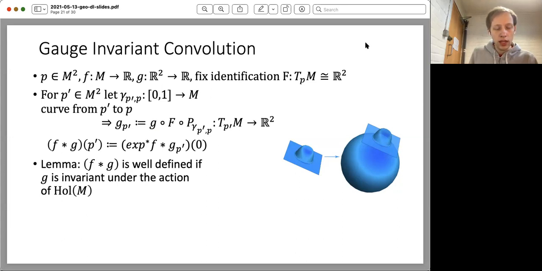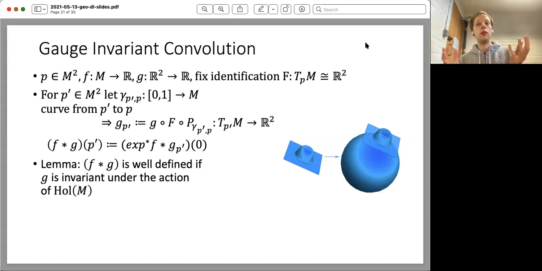And then you can define, well, define is maybe a bit strong, but you can write down this line here: F star G at P prime is defined to be the convolution of the pullback of F, pulled back to the tangent space T P prime M, convolved with this G P prime thing, and evaluated at 0.